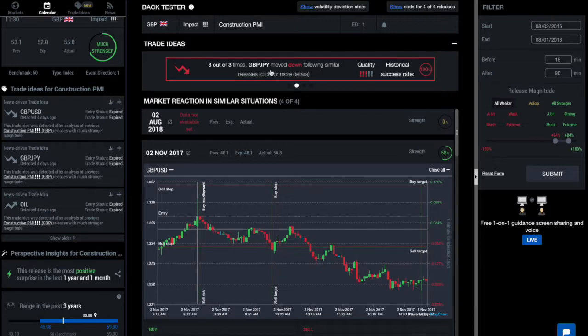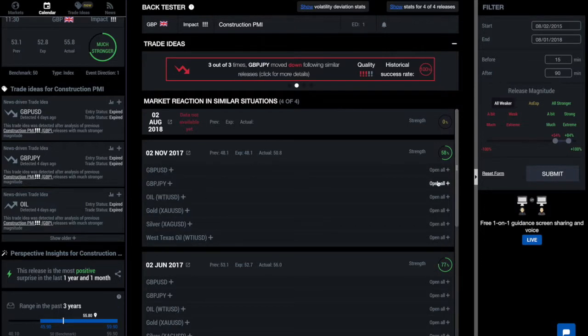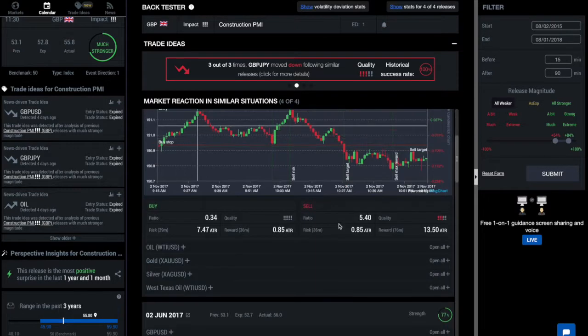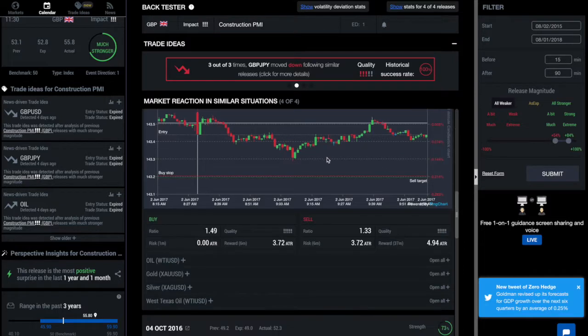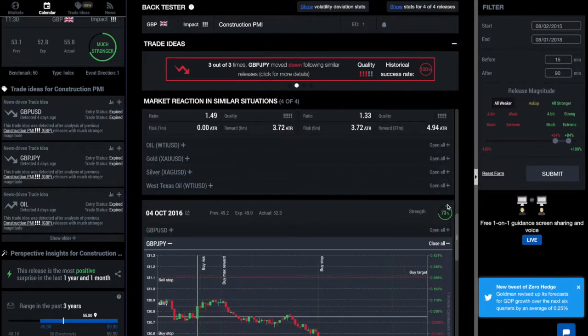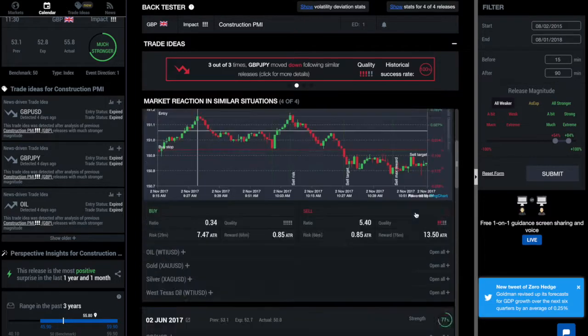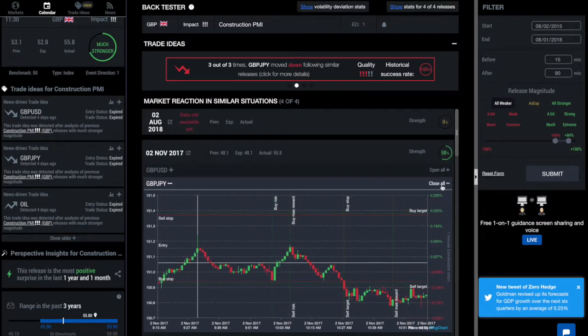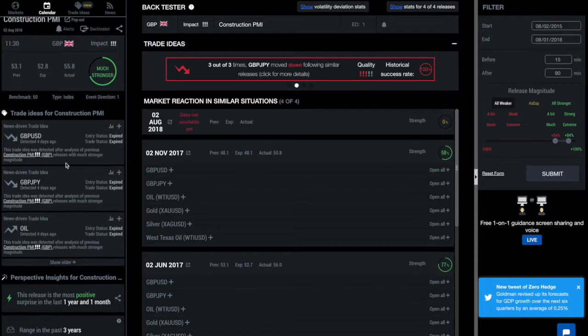3 out of 3 times the British pound and Japanese yen currency pair moved down as well. 2 out of 3 times. Let's see the Japanese yen. Okay, it did go down a little bit. Seems like this one doesn't fluctuate as much as the other one, so I'd highly consider the other one.